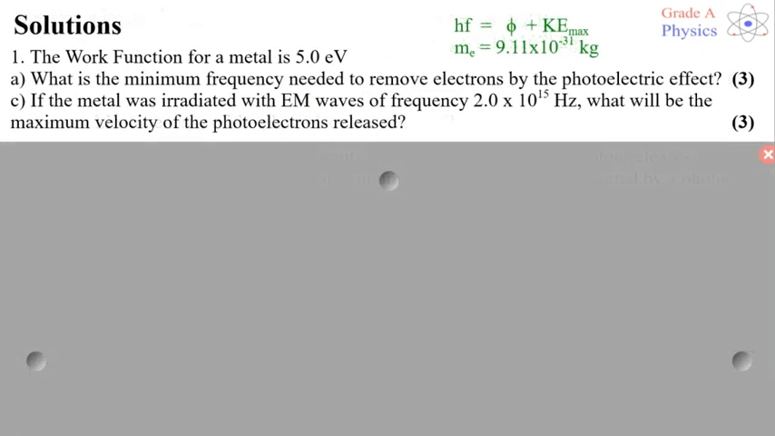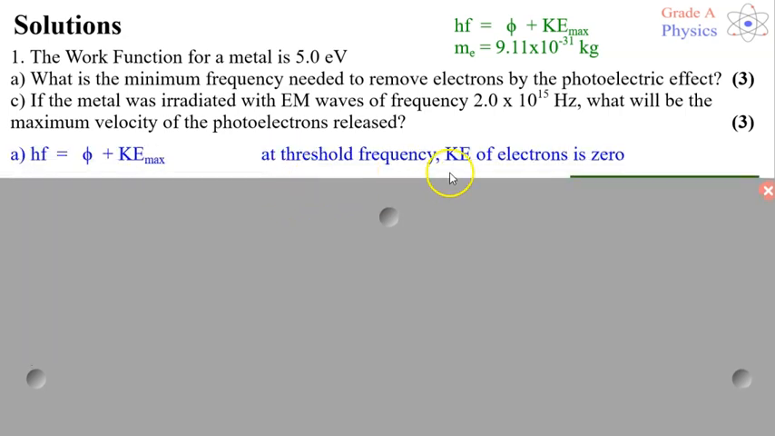Right, here we go. So we've got the work function for the metal is 5 eV. We need to find the minimum frequency needed to remove the electrons by the photoelectric effect. So the minimum frequency, also known as the threshold frequency. Now, before we go into the calculations, we need to look at this formula. So we've got, as we saw last lesson, the energy of the photon is equal to the work function plus the max KE. That max is really important.